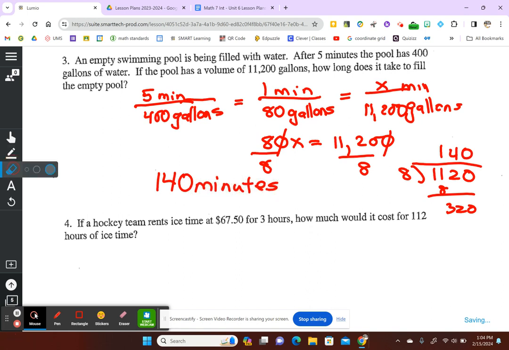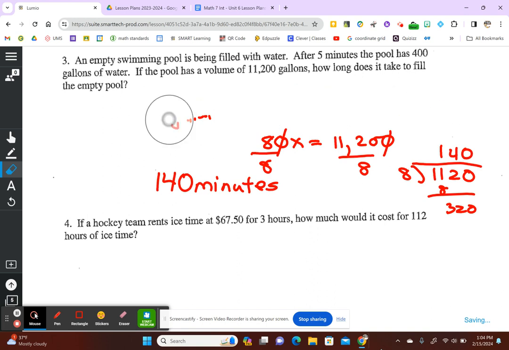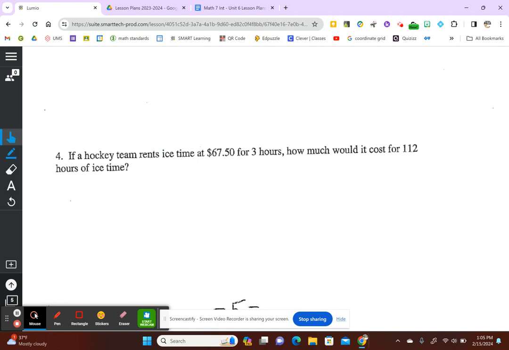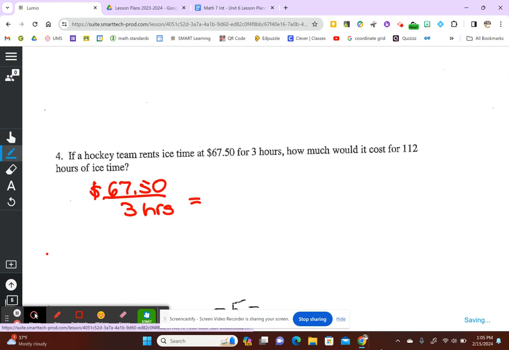Okay, so again, you can stop the video and try the last one on your own. Start it up again when you're done. And it says if a hockey team rents ice time, so it's $67.50 for 3 hours, and I instantly write blank dollars, blank hours. How much would it cost for 112 hours? So that's where the hours goes. This is where the X goes.